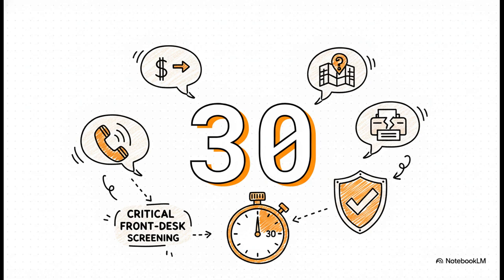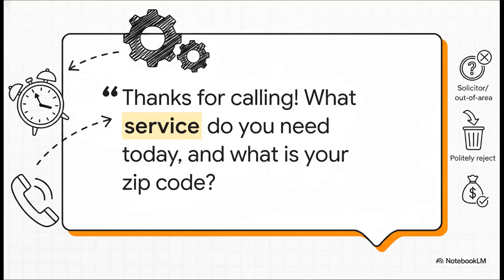This makes your front desk screening absolutely 100% critical. So how exactly do you beat the clock? You train your dispatchers on a very specific script the very second those ads go live. They need to answer the phone and immediately say, "Thanks for calling. What service do you need today, and what is your zip code?" This brilliant little sentence instantly identifies solicitors, out-of-area callers, or people looking for stuff you don't do. If they aren't a fit, your team can politely reject them and hang up before that 30-second mark hits. It is quite literally a race against time to save your budget.